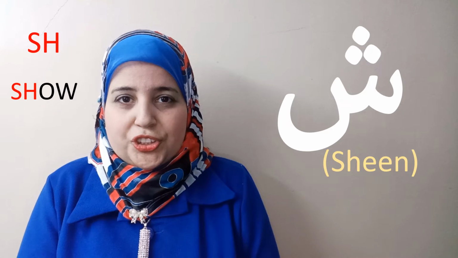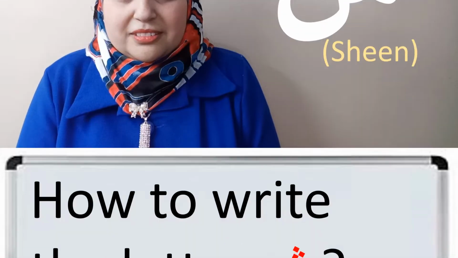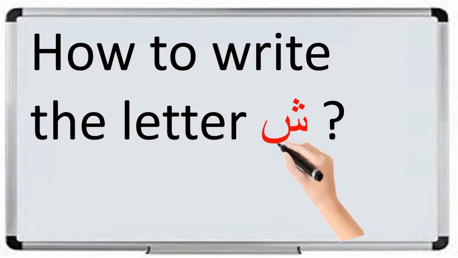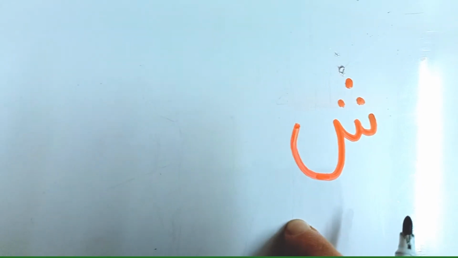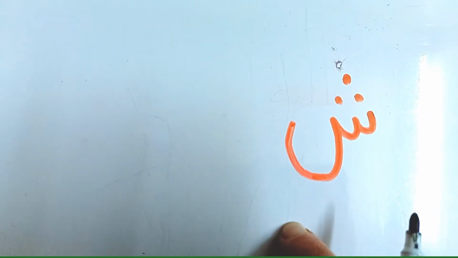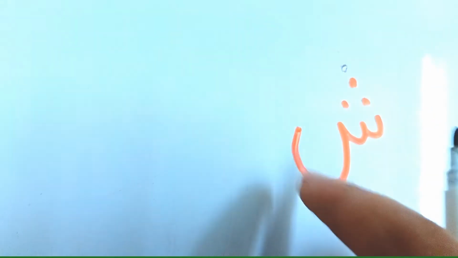The letter Shin. It is like the letters SH in the word show. It is pronounced sh, sh, sh. The letter Shin. It is like the letter Sin, but with three dots above it.